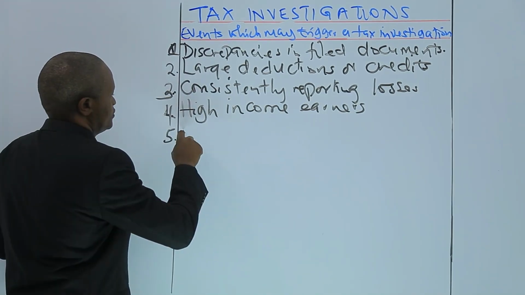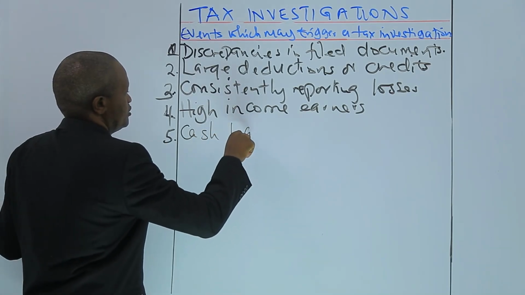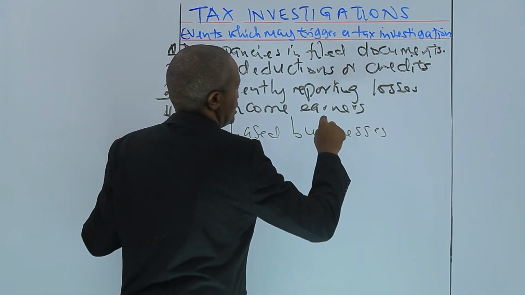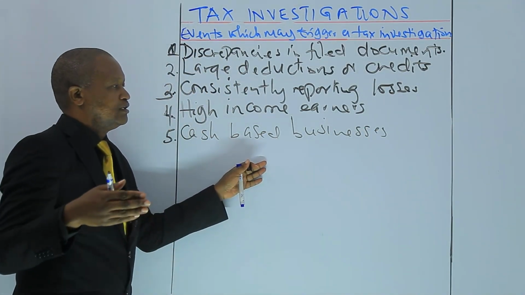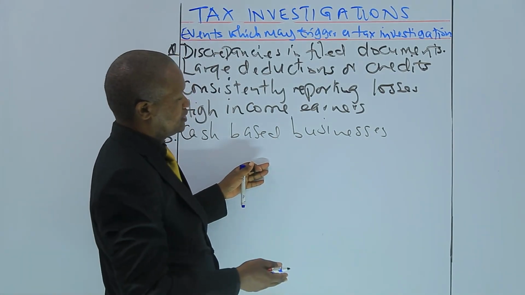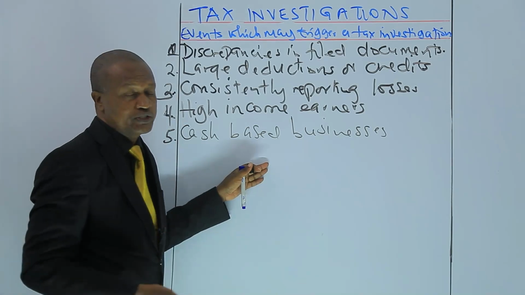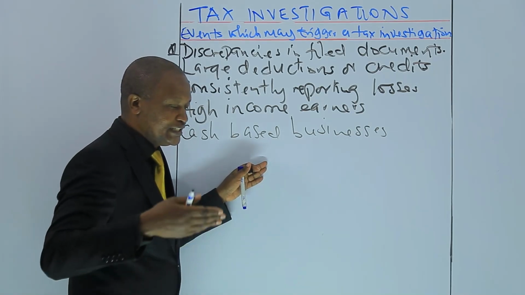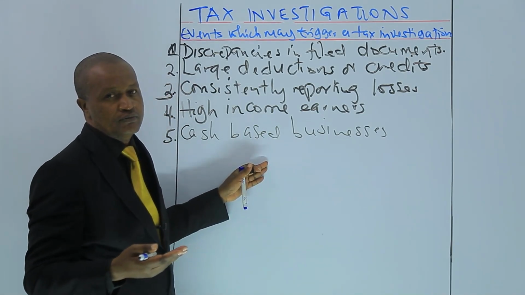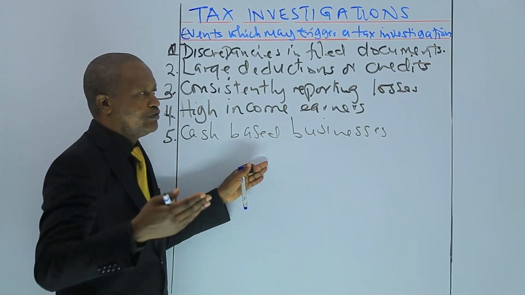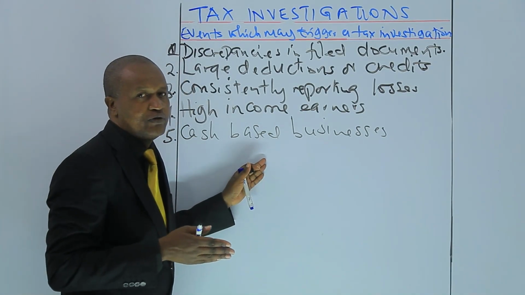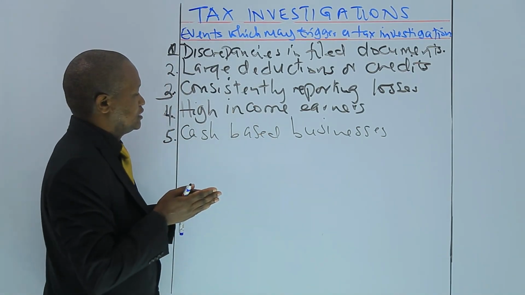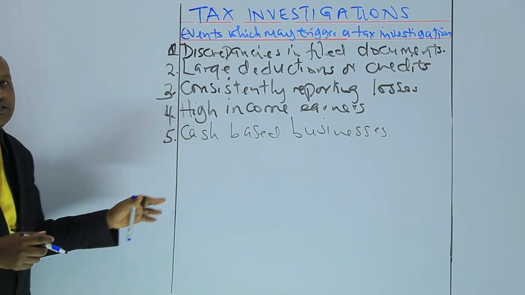Number 5, cash-based businesses. Cash-based businesses like supermarkets, like restaurants, like salons. These are businesses that predominantly deal in cash. They are often at a higher risk of underreporting income and therefore may likely be investigated by tax authorities.